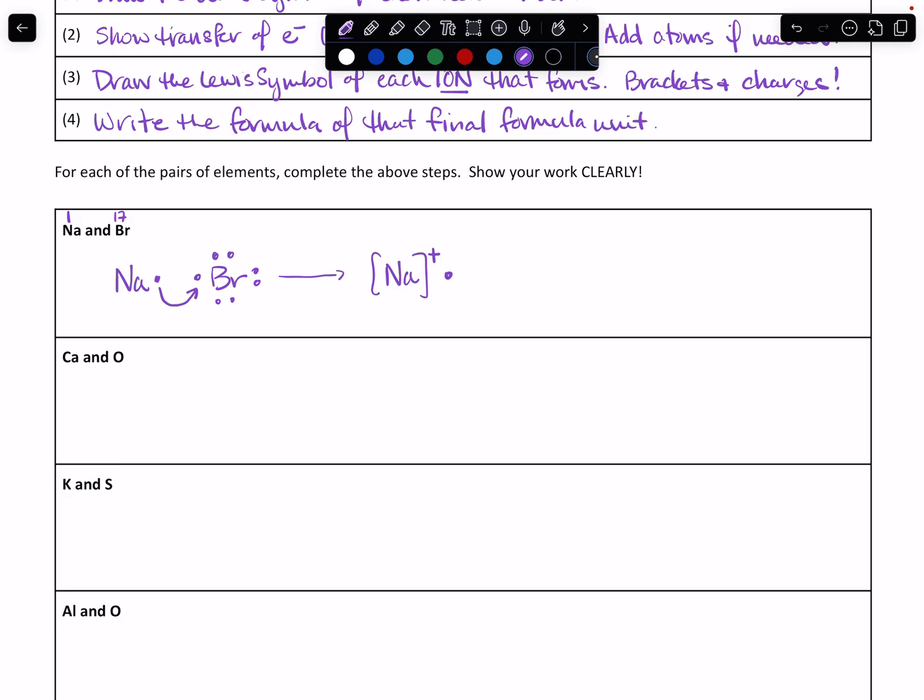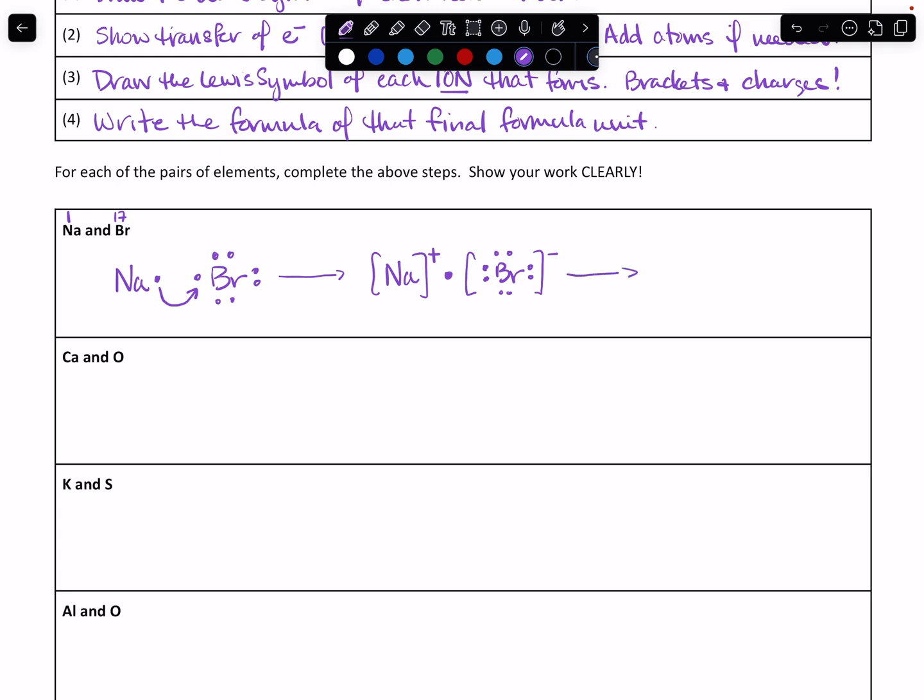Associated with that is going to be a bromine ion. Now, the bromine ion has gained an electron. So now instead of 7 valence electrons, it has 8, and it has a -1 charge. There's one of each atom involved in this transfer, so I only have one showing for my ion Lewis dot symbols.